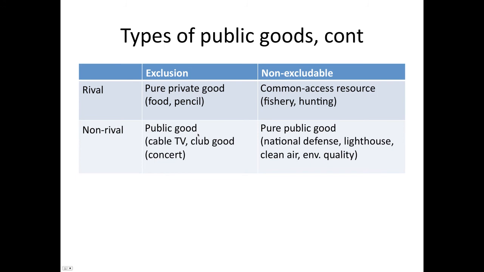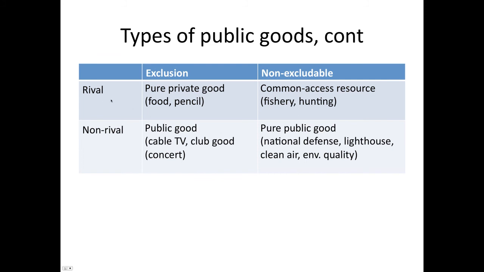So a club good is a good where you pay for access to a resource and then you can use however much of it as you want. Toll roads are a good example of this, where you can exclude people from it on the basis of charging them a high fee, but once someone's paid that fee to get access to it, then that good is non-rival. A concert's another good example of that.